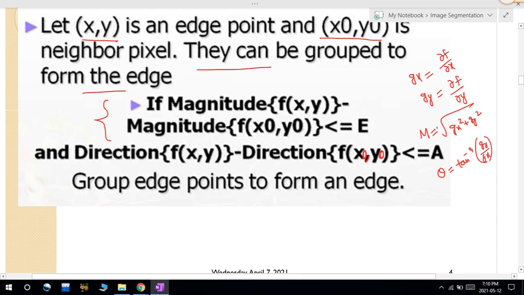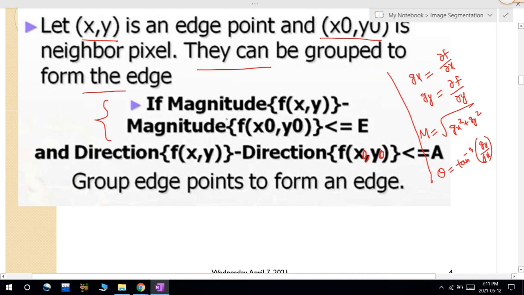Once the magnitude and direction are found, based on that only we will try to find the edge points. If it follows some predefined criteria, then I can say it is an edge point. That is edge detection.